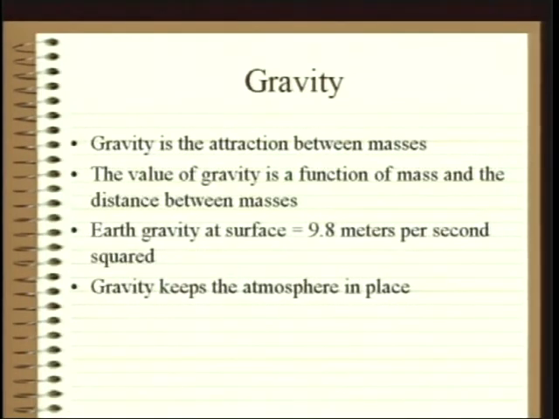Look at gravity in a little more detail. Gravity is the attraction between masses. The value of gravity is a function of mass and the distance between those masses. And when solving equations in this course, we're going to use a constant for gravity of 9.8 meters per second squared. And gravity is very important, obviously, as that is what keeps the atmosphere in place and prevents the atmosphere from moving off into space.